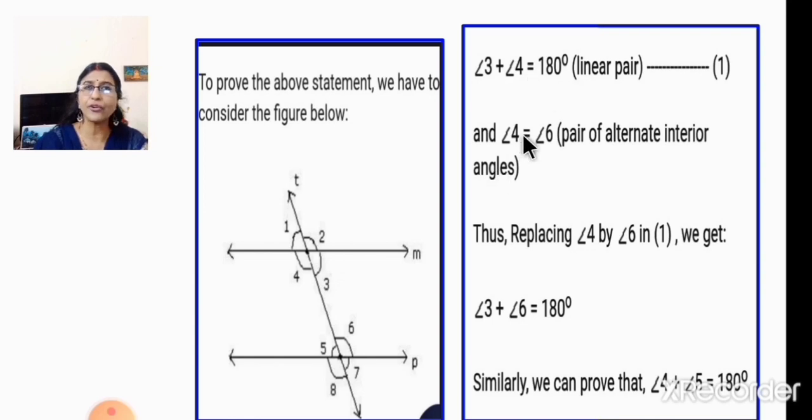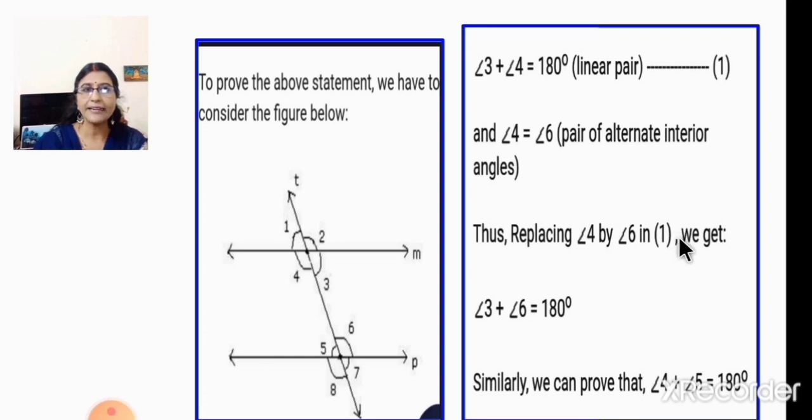And angle 4 is equal to angle 6. Just now we have proved that alternate interior angles are equal. So we can write angle 4 is equal to angle 6. Now what are we going to do? We are going to replace angle 4 by angle 6, because as we know angle 4 is equal to angle 6. In place of angle 4 we can write angle 6 also.